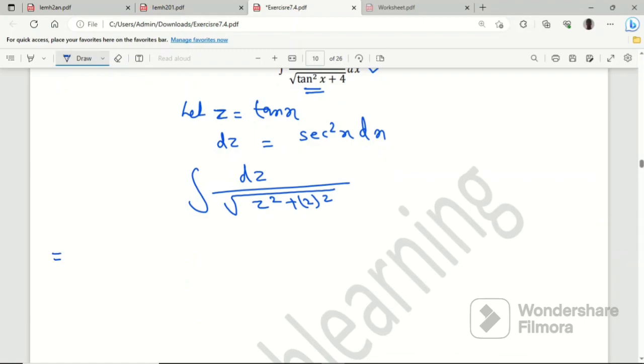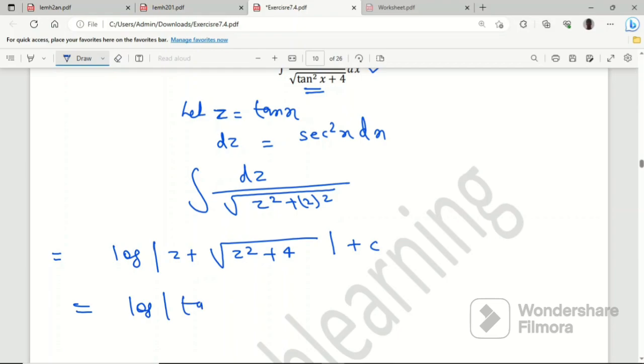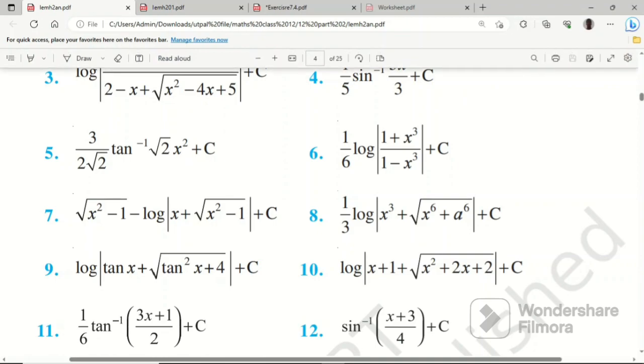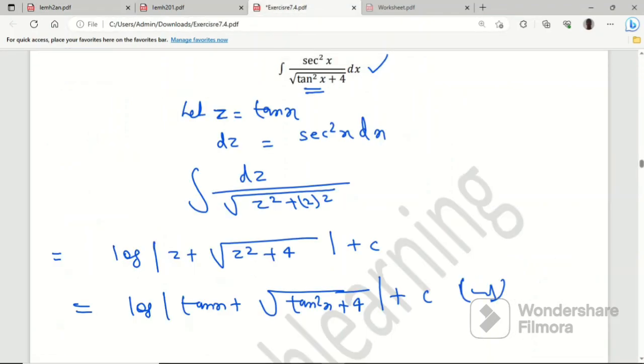So directly I will write log of z plus under root z square plus 4. Now you need to substitute in terms of x. So it will be log of tan x plus under root tan square x plus 4 plus c as the answer. I hope it is the answer since it was so easy. Okay, yes, 9th number is log of tan x plus under root tan square x plus 4 plus c. So now we can move on to 10th number.